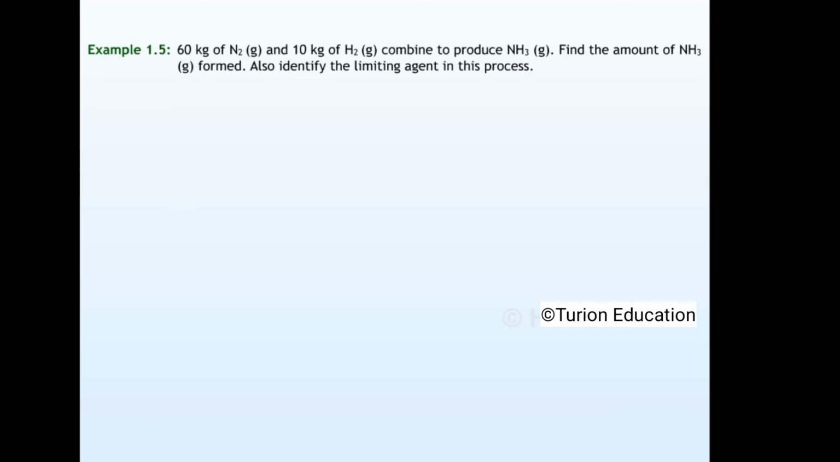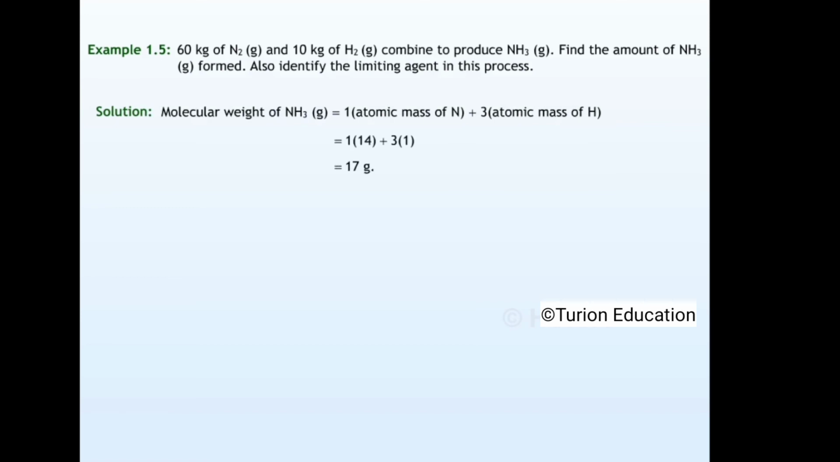Example 1.5. 60 kilograms of N2 gas and 10 kilograms of H2 gas combine to produce NH3 gas. Find the amount of NH3 gas formed. Also, identify the limiting agent in this process. Solution. Molecular weight of NH3 gas equals 1 × atomic mass of N + 3 × atomic mass of H = 1 × 14 + 3 × 1 = 17 grams. Let us write the balanced chemical equation for this reaction. N2 gas + 3H2 gas gives 2NH3 gas.